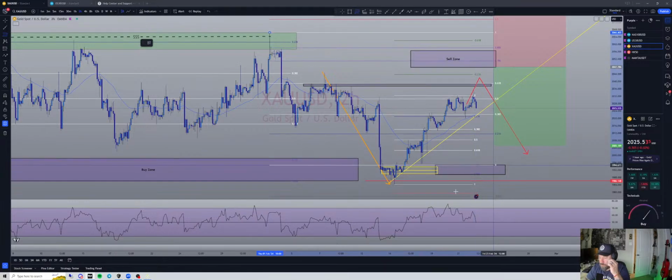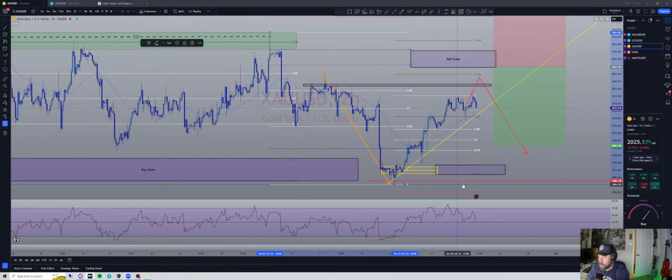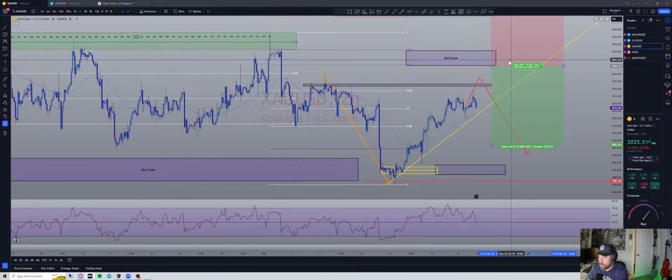So the first fib is top to bottom. All right, let's delete this fib here. We don't need that one. So the first fib's top to body. That's where we got this sell zone here. All right, so my second entry is right there on the 78.6.